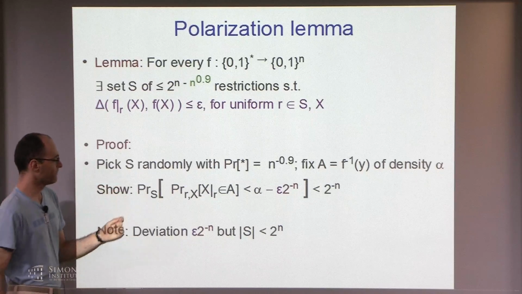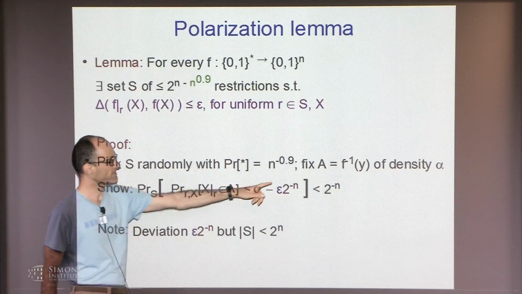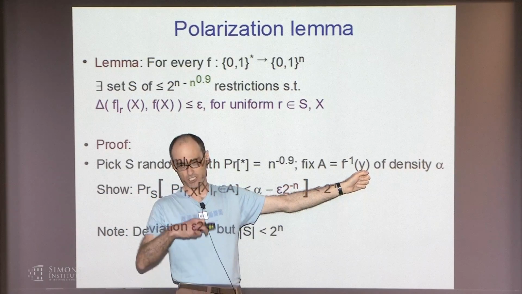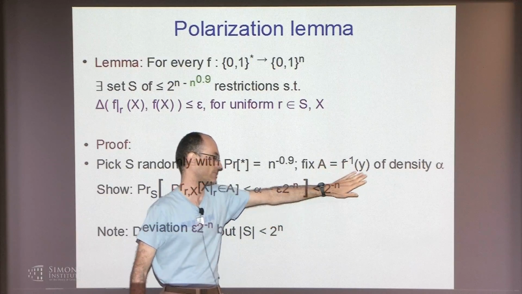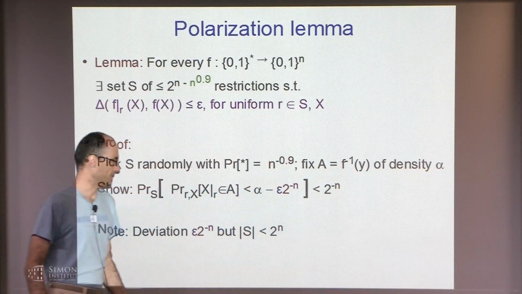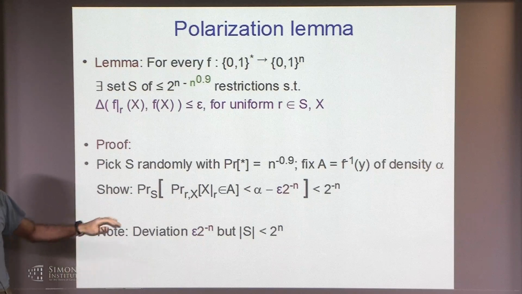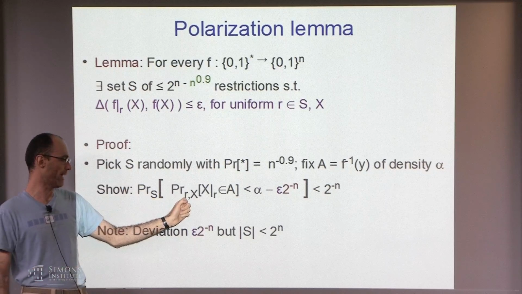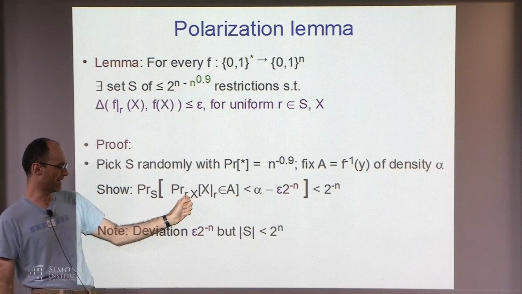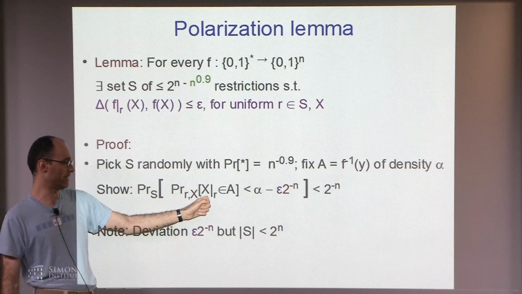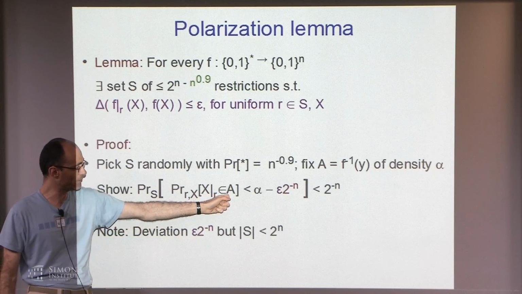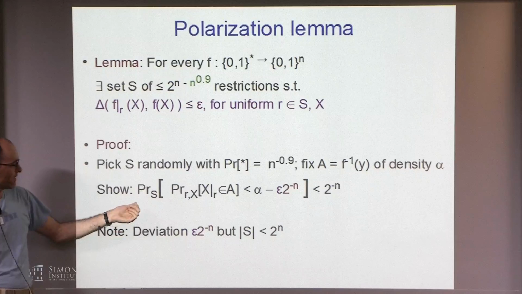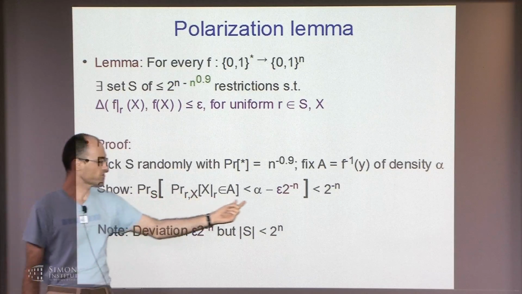Okay, so what we show is that if you fix any output of F and you look at the pre-image set, this is a set of some density alpha. You want to show that with very high probability over the choice of S, when you pick a restriction from S and you fill the stars at random, what you get lands in A with probability very close to the density alpha. Okay? So the error probability over S has to be at most 2 to the minus n.